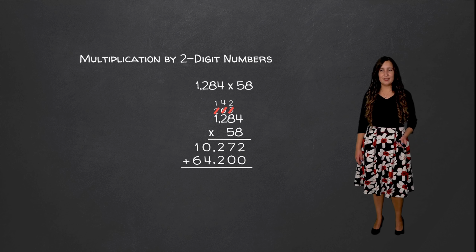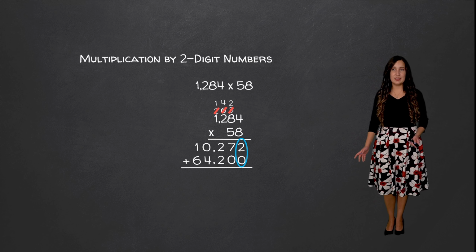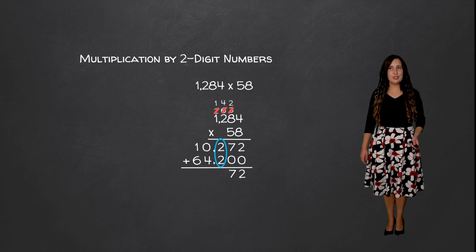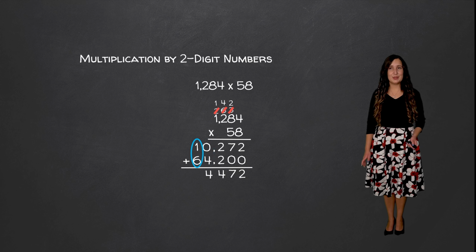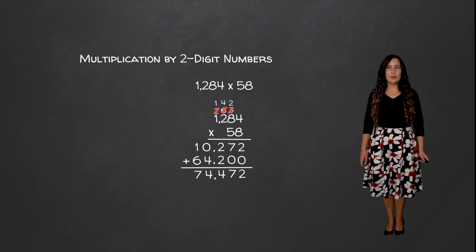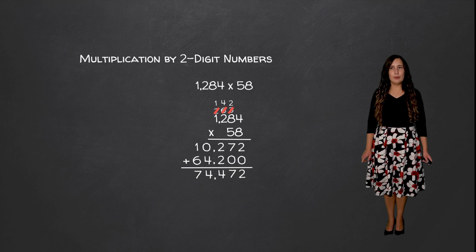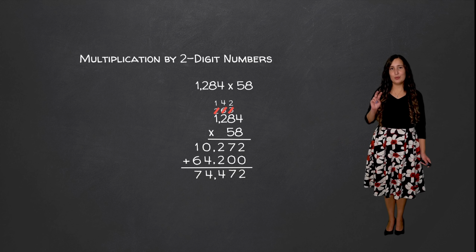And now we're going to add our values together. So starting in the ones place, we have 2 plus 0, which is equal to 2. Then we have 7 plus 0, which is equal to 7. 2 plus 2, which is equal to 4. 0 plus 4, which is equal to 4. And finally, we have 1 plus 6, which is equal to 7. So 1,284 times 58 equals 74,472. All right? And that's it for multiplying by 2-digit numbers.